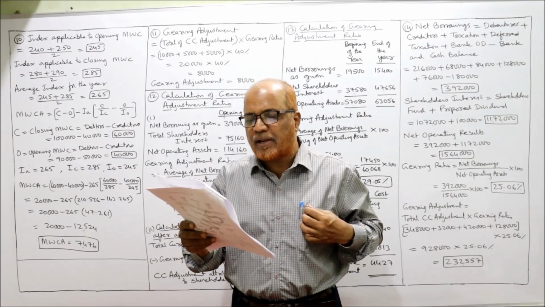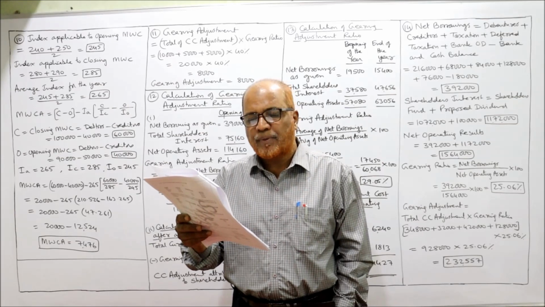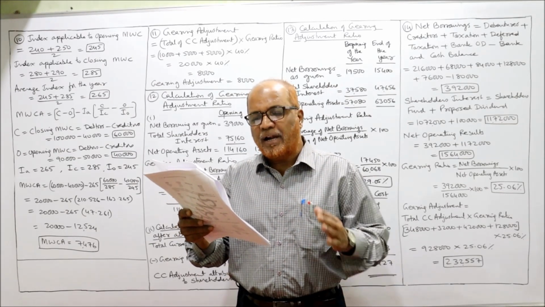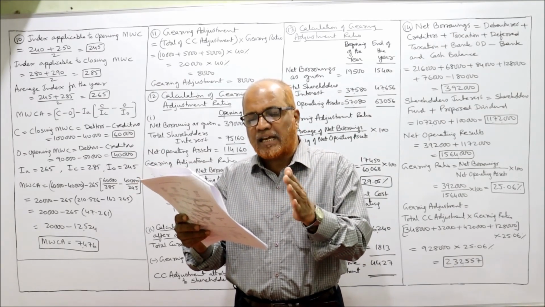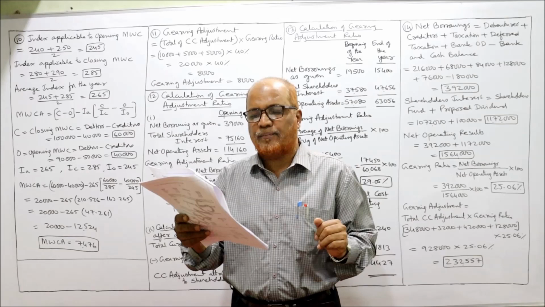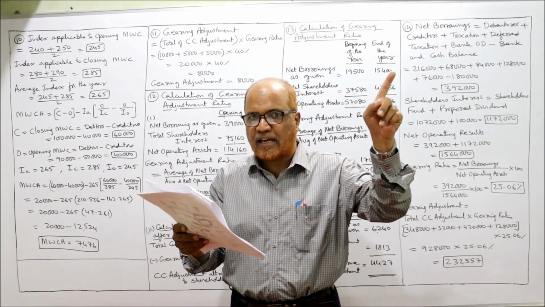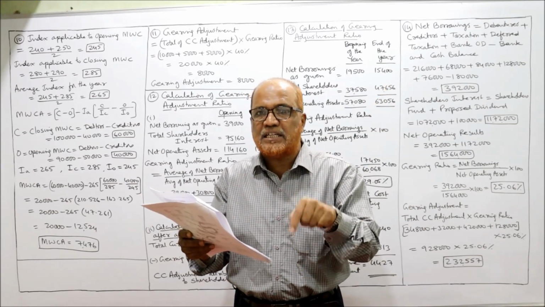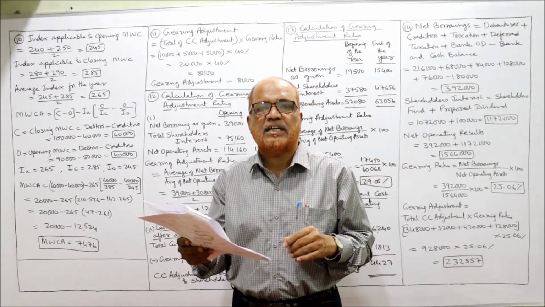The index numbers applicable are: mid-month 1988 November 240, mid-month 1988 December 250. And mid-month 1989 November 280, mid-month 1989 December 290. That means we are given the data for November and December of 1988 and November and December of 1989. So the current year is 1989, last year was 1988.